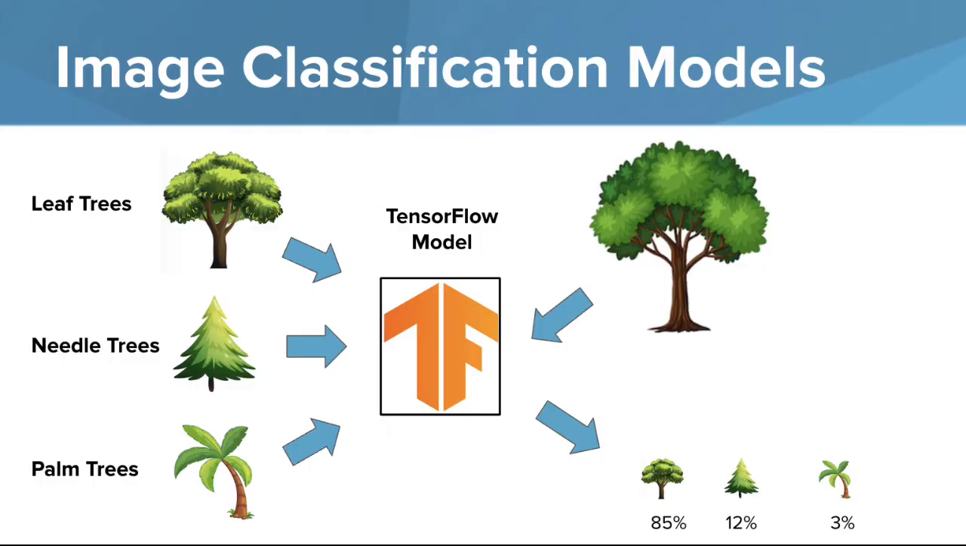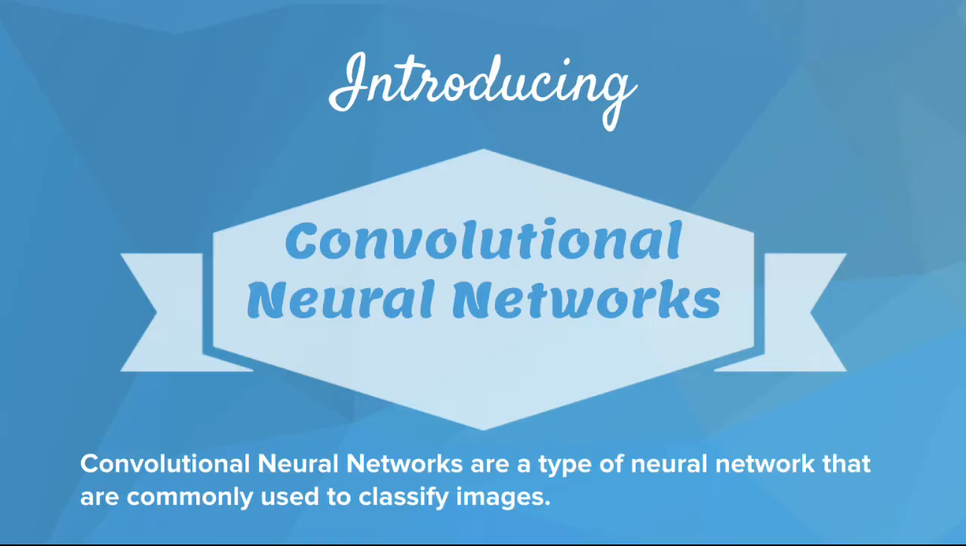The model calculates probabilities of the new image falling into each category of tree. The category with the highest probability becomes the model's guess. This example of classifying images of trees uses a classification model. Classification models, which are used to classify images, often use a particular kind of neural network called convolutional neural networks. So what is a convolutional neural network? Well, a convolutional neural network is a type of neural network that is commonly used to classify images.